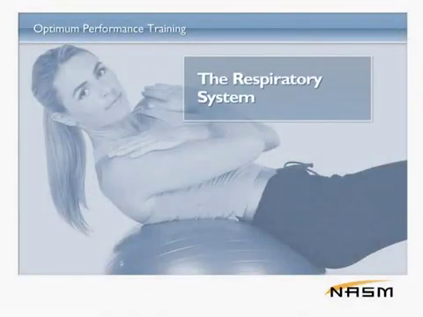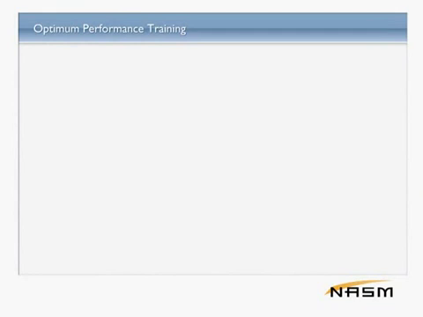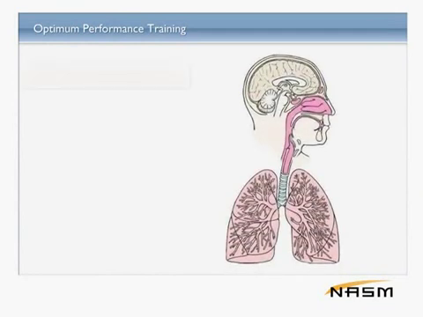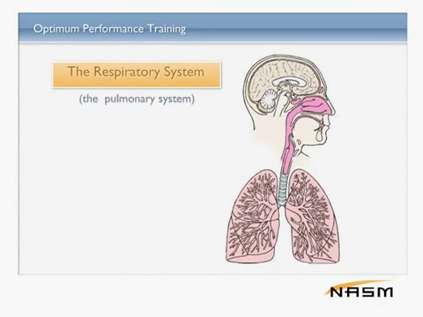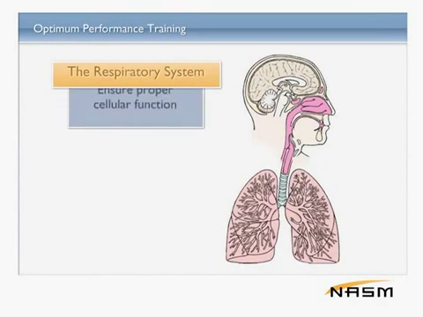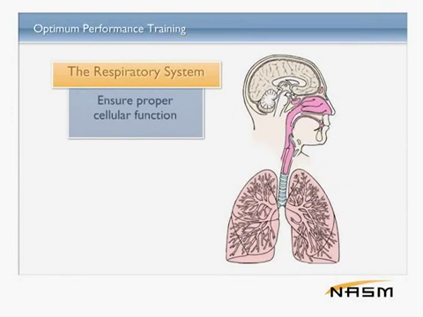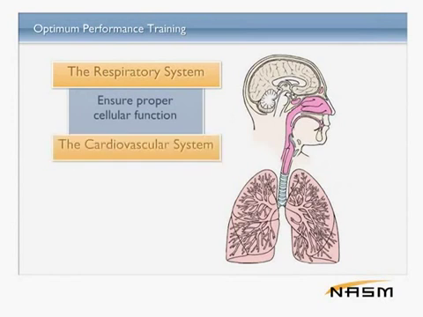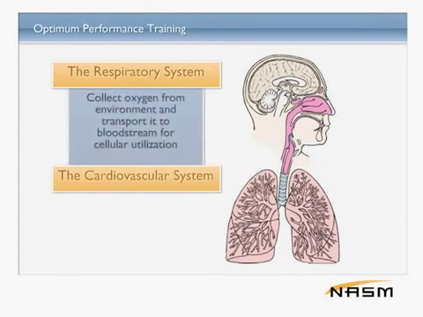The respiratory system. The second functional component of the cardiorespiratory system is the respiratory system, often referred to as the pulmonary system. The primary role of this system is to ensure proper cellular function. The respiratory system works intimately with the cardiovascular system to accomplish this by providing a means to collect oxygen from the environment and transport it to the bloodstream for cellular utilization.